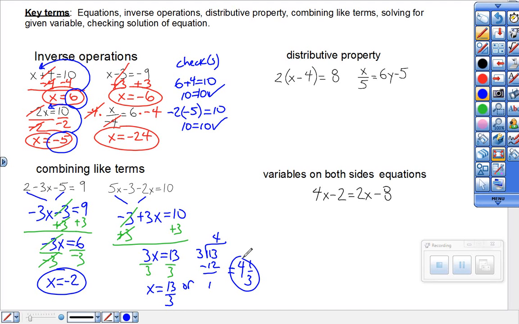The last problem there, I combined 5x minus 2x to get 3x. Brought down the -3. Added 3 to both sides to start my inverse operations, divided by 3, and then I unmixed that fraction to get 4 and 1/3. I'm going to do one check in red.